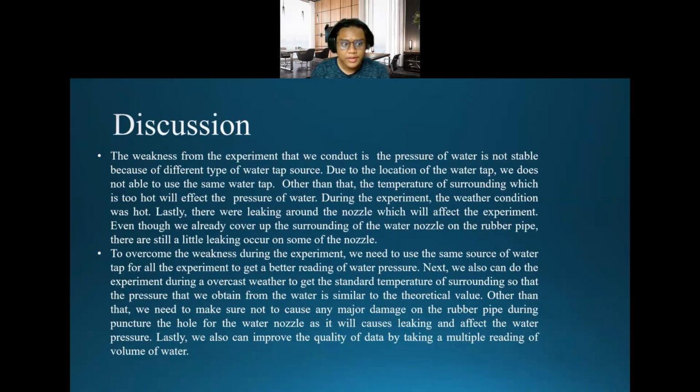To overcome the weaknesses during the experiment, we need to use the same water tap source for all of the experiments to get a better reading of water pressure. Next, we also can do the experiment during overcast weather to get a standard surrounding temperature so that the pressure that we obtain from the water is similar to the theoretical value. Other than that, we need to make sure not to cause any major damage to the rubber pipe when puncturing the hole for the water nozzle, as it will cause leaking and affect the water pressure. And lastly, we can improve the quality of data by taking multiple readings of the water volume.